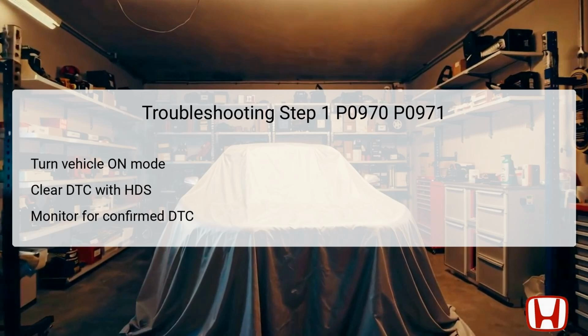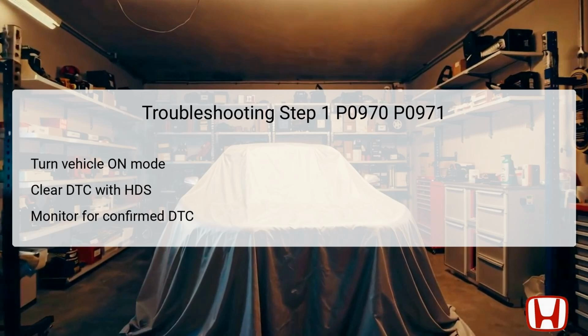Begin by turning the vehicle ignition to the on mode, ensuring all electrical systems are activated without starting the engine. Next, use the Honda Diagnostic System, HDS, to clear any stored DTCs. This action resets the system, allowing for accurate monitoring of any new occurrences of the codes. After clearing, start the engine and allow it to run for at least 1 second. During this time, check for any pending or confirmed DTCs using the HDS again. If the DTCs reappear, it indicates a persistent fault that needs further diagnosis.